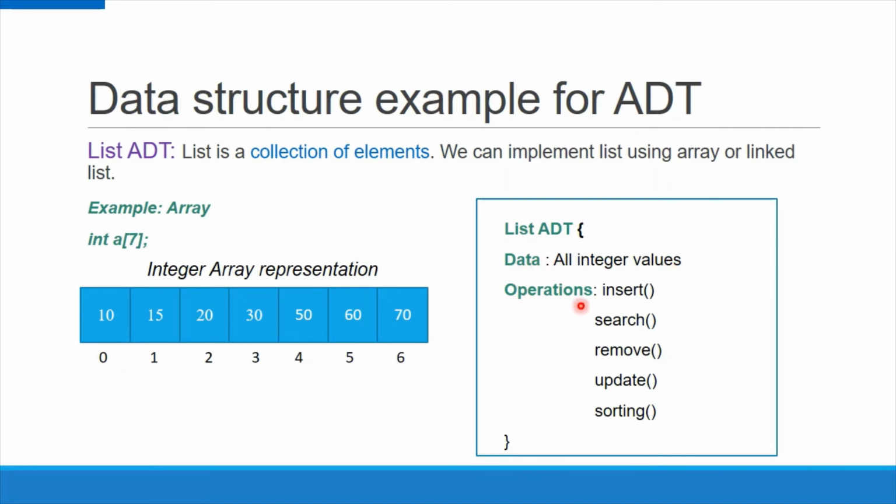And next is operations. What type of operations can you perform on a list? Obviously, when a list is given, you can search for a particular item.